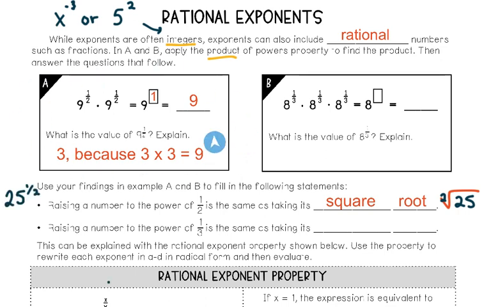Using this as our example of proof, we should realize that the square root of 25 is the same thing as 25 to the power of 1/2. These are equivalent. I would say this is written in exponential form, this is written in radical form.